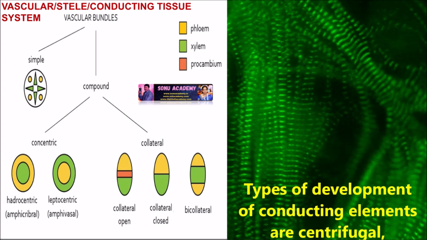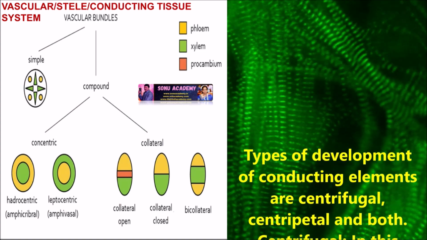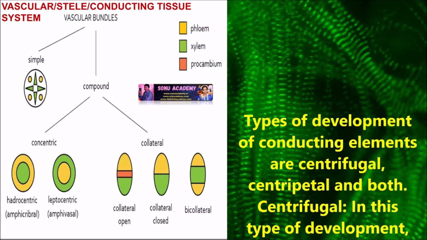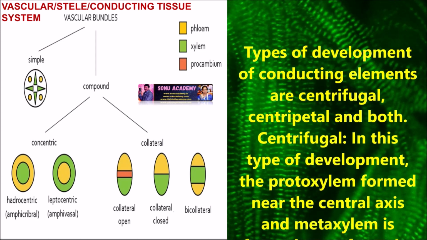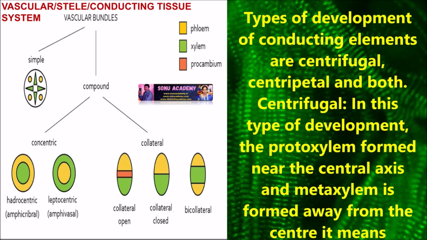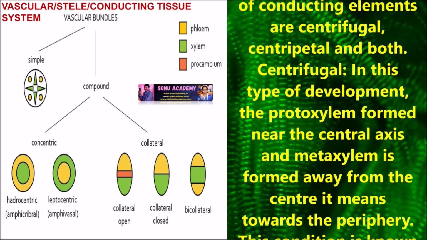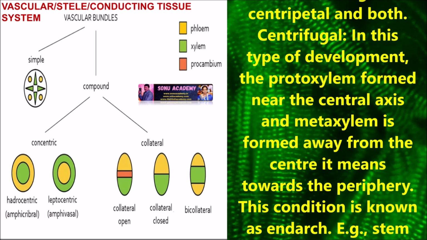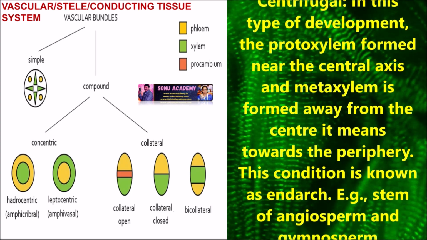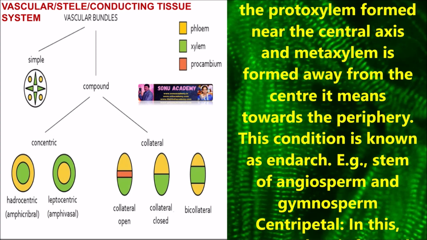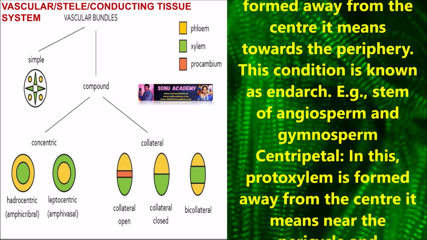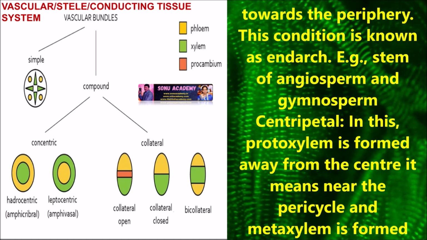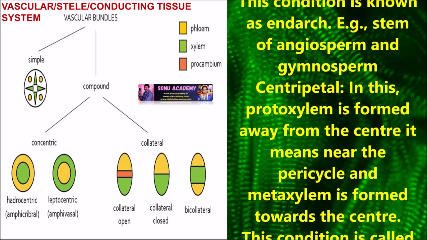Now let us discuss the water conducting elements of xylem. Types of development of conducting elements are centrifugal, centripetal and both. Centrifugal: in this type of development, the protoxylem is formed near the central axis and the metaxylem is formed away from the center, towards the periphery. This condition is known as endarch. The stems of angiosperms and gymnosperms are examples of this system.